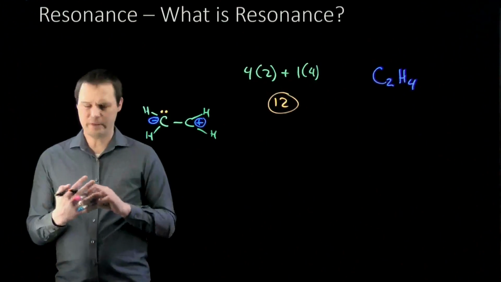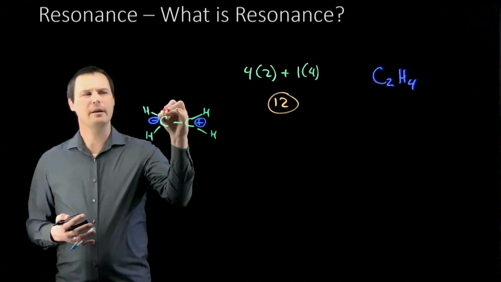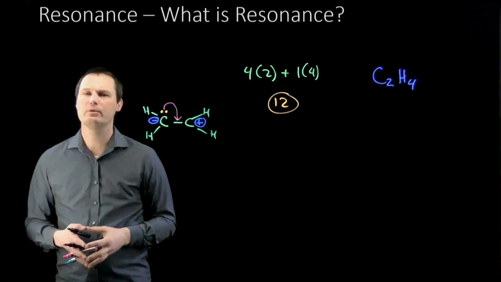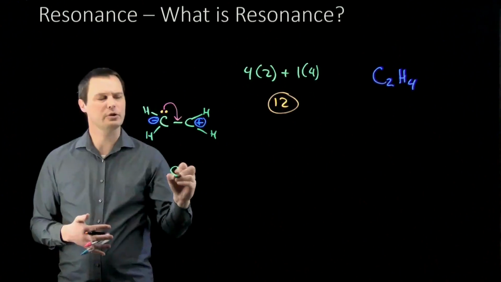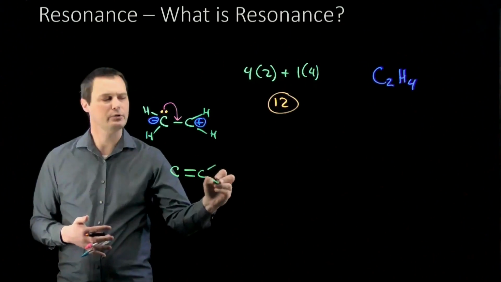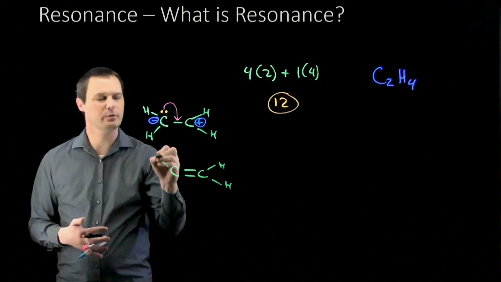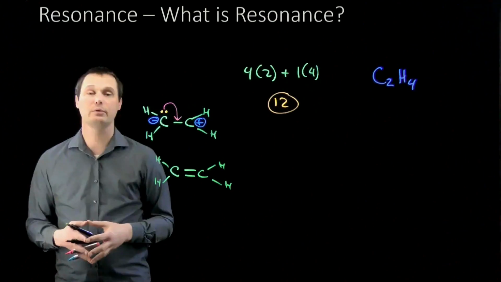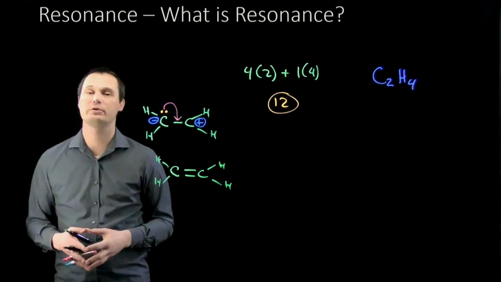But we know, we've talked about this before, you can probably already see that it would be better if we could take this lone pair of electrons and use it to form a pi bond between those 2 carbon atoms. That would form a different structure where we have a double bond between those 2 carbon atoms and the 4 hydrogens around the periphery. This is an alternate Lewis structure for the same molecular formula. Both of these are valid Lewis structures for this formula.